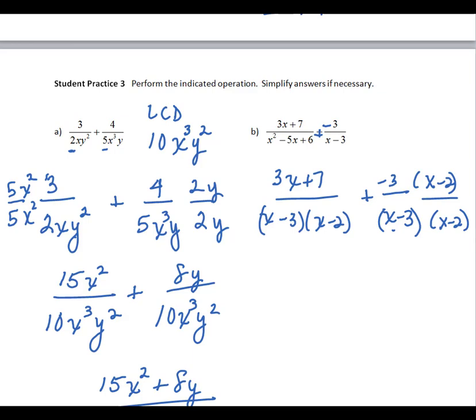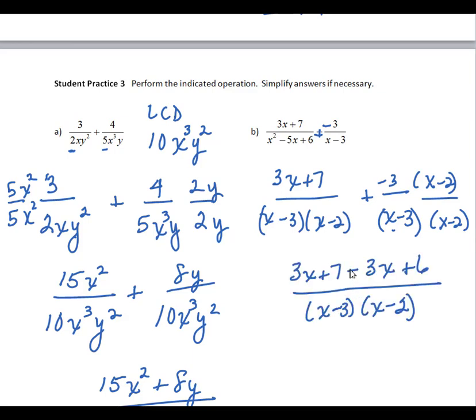I'm going to distribute. In distributing, I did both distributing and I wrote both numerators together. So I've got 3x plus 7 minus 3x plus 6. Now I'm going to combine like terms. The 3x's cancel each other out, and I end up with 13 over x minus 3 times x minus 2, and there's nothing to cancel here.